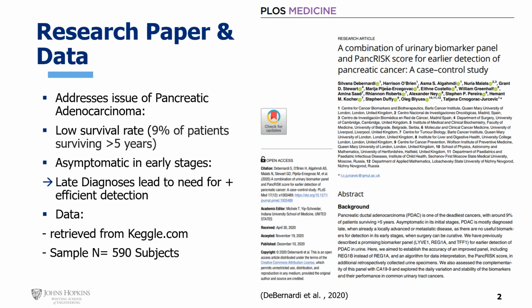Detection of this type of cancer is particularly tough and difficult as it is asymptomatic in its initial stages, and it is mostly diagnosed late, when already in the metastatic or advanced stages. To carry out my project, I retrieved data from Kaggle.com that came from a paper from De Bernardi et al. from 2020, where they collected a sample of 590 subjects, which were classified in healthy, benign, and malign stages of pancreatic cancer. The data set also displayed biomarkers, urinary proteomic biomarker levels.